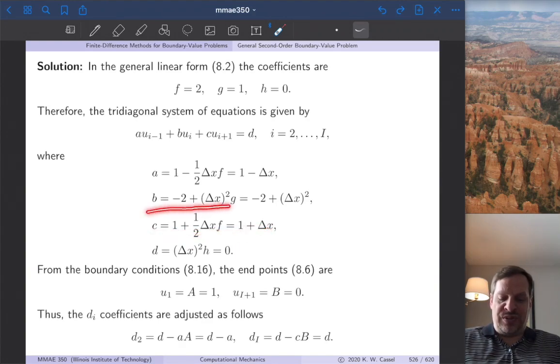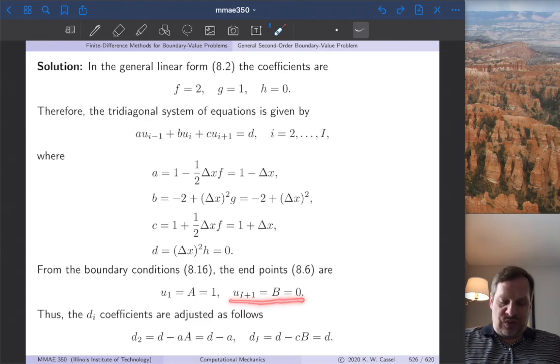b is minus 2 plus delta x squared times g, but g is just equal to 1. So b is minus 2 plus delta x squared. And then finally, d is delta x squared times h, but h is 0, so d is 0 in this case. The two boundary conditions: u sub 1, remember that's shorthand for u at x equals a, which is the left boundary. So u1 is A, and in this case that's 1. And then at the right boundary, u at capital I plus 1 is B, and in this case that is 0.